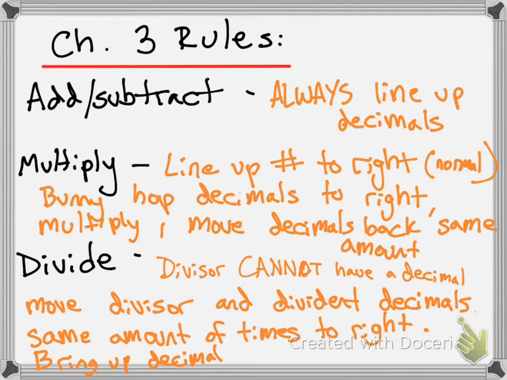Add and subtract, you always line up the decimals. Multiply, you line up the numbers to the right, just like normal. We bunny hop the decimals to the right, multiply, and move them back the same amount. Divide, the divisor cannot have a decimal. We move the divisor and the dividend decimals the same amount of times to the right. Then we just bring up the decimal. Perfect job, you guys.